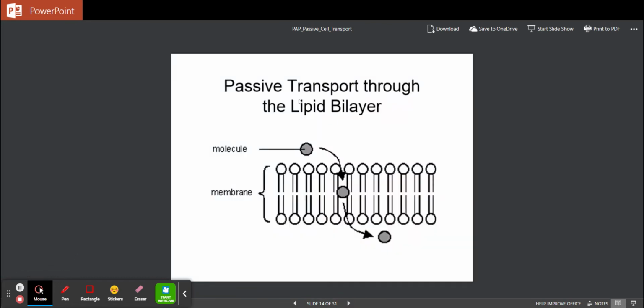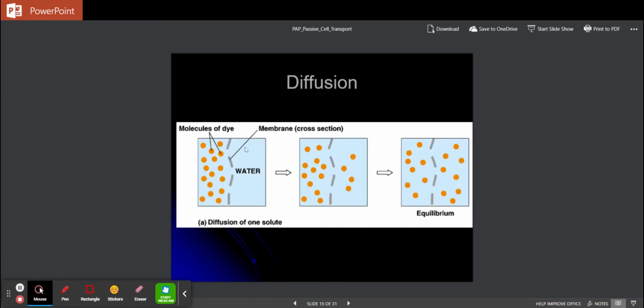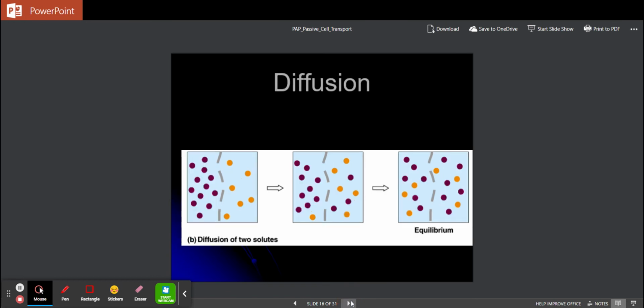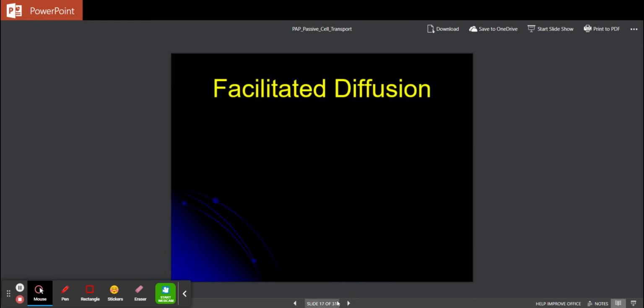All right. Passive transport through the lipid bilayer. The molecule would go here, go through the membrane, and go on the other side. Diffusion. So a bunch of dye would be here. The dye would go like this until it reaches equilibrium on both sides. Here's another example. So there's two solutes here. There's a bunch of this on one side, a bunch of this on one side. Some of this stuff will move here, some of this stuff will move here until there's about an equal number on both sides.